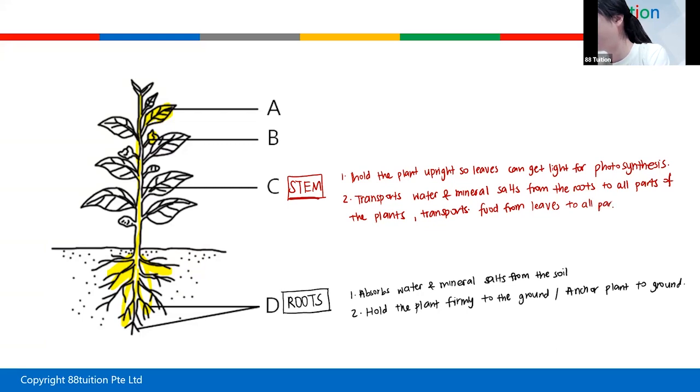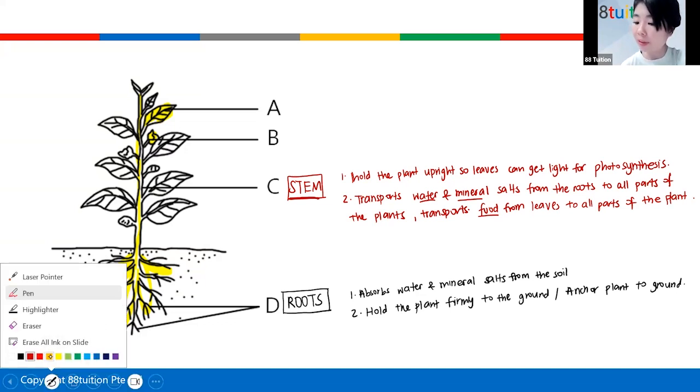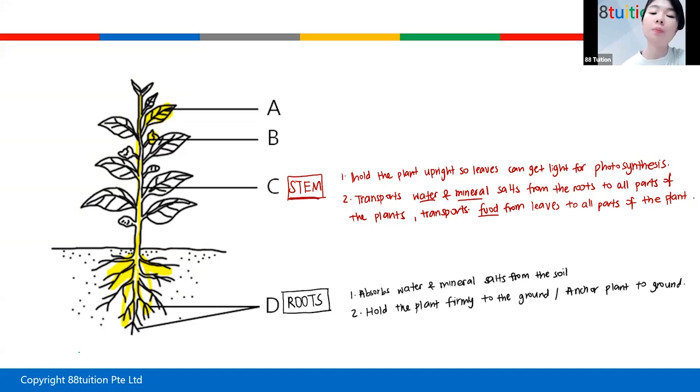So one thing, can you remember? Not only water and mineral salts, I have food as well. Okay? Brian, what do we have at B? What is part B? Flower. Good. So essentially the flower, you don't need to know that much.